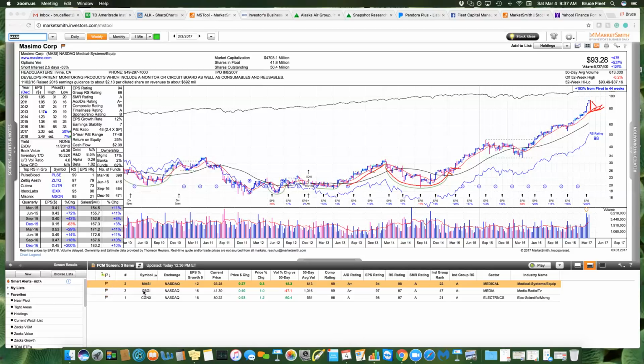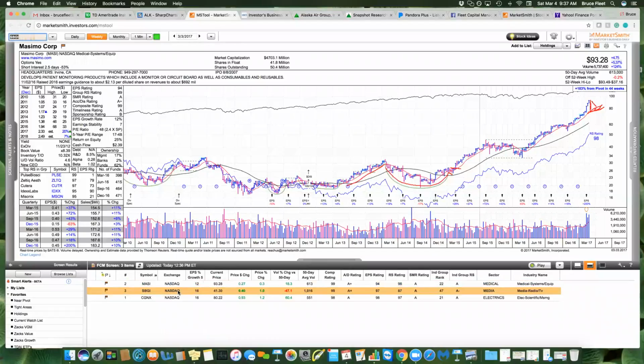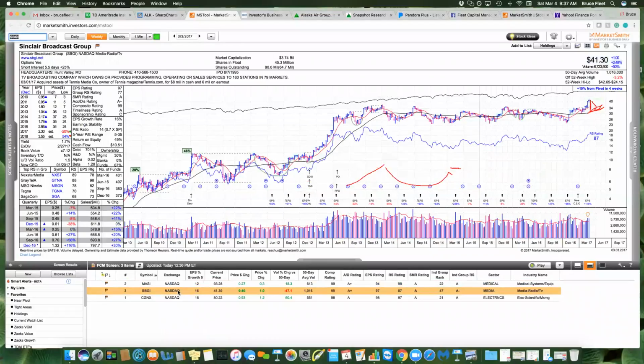So this is the FCM screen. Let's go to another stock. Whoops. Let me go back to my mouse here. Clear. And let's take a look at the next stock on that list. Sinclair Broadcast. And let me try to clear drawings. There we go. So this is a stock.